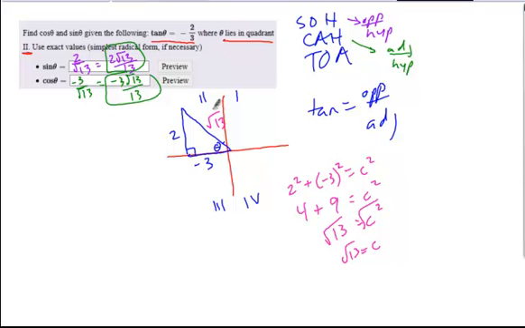But again, it's just a matter of drawing the reference triangle in the correct quadrant and then labeling the measurements as positives or negatives based on that quadrant.